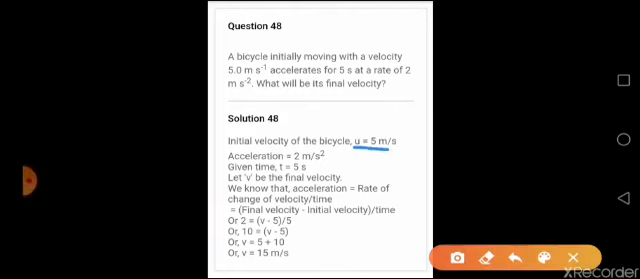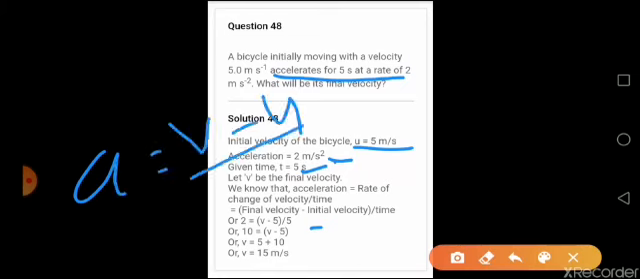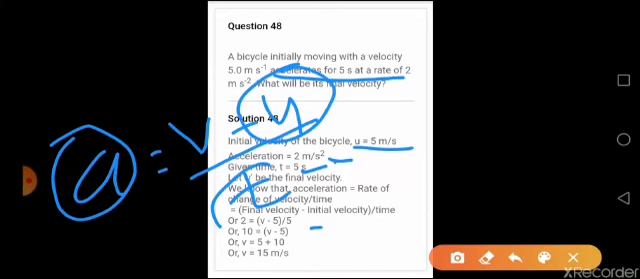Coming to question number 15. Here, bicycle initially moving with a velocity of 5 meter per second, that is u value is given. Then directly it is not retardation, acceleration is given 2 meter per second. Time is given. You just calculate v. This is only a direct question. You are having the equation a is equal to v minus u by t. So a is given, u is given, t is given. You just calculate v. From that you will get the answer.